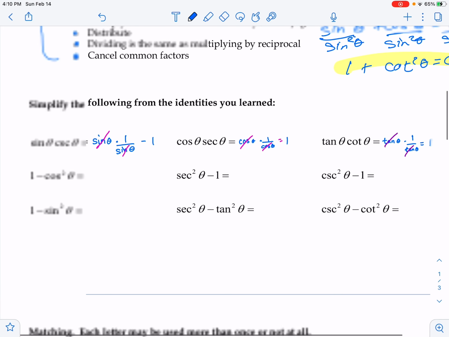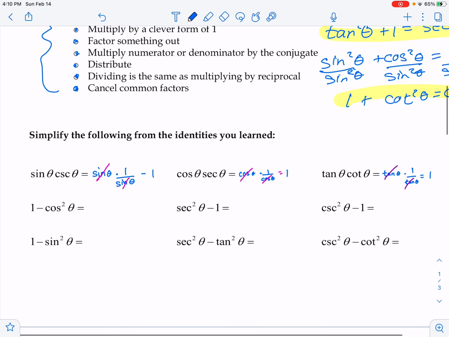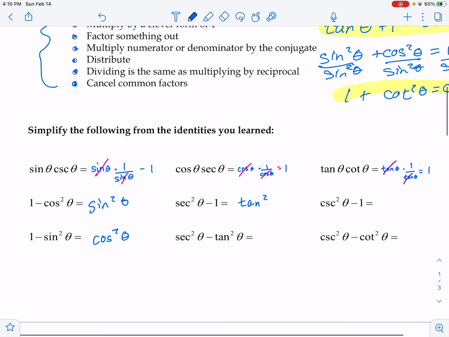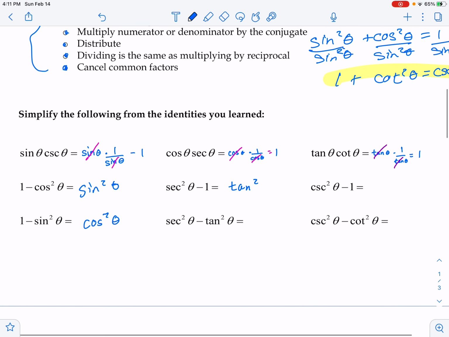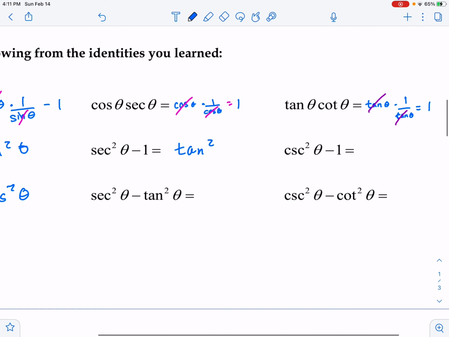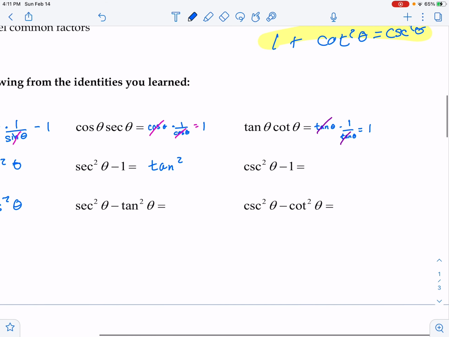Okay. These are Pythagorean identities. This is sine squared, cosine squared. How would I know that? Because I've got them memorized. Okay. This is the tangent squared. This is what? Negative 1? Ooh, I don't know. I'll have to come back to that one.